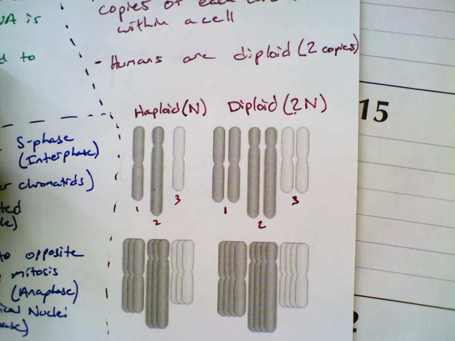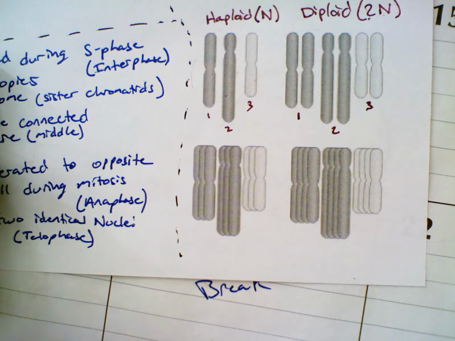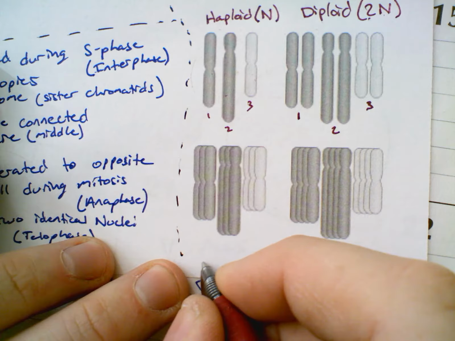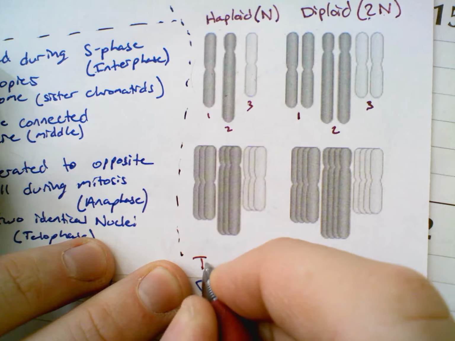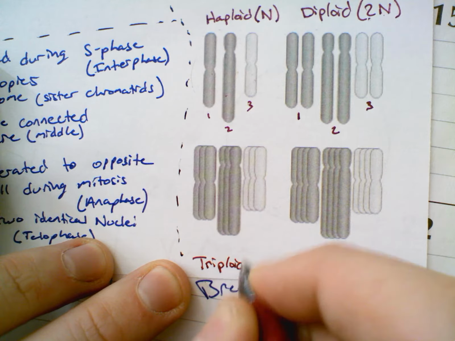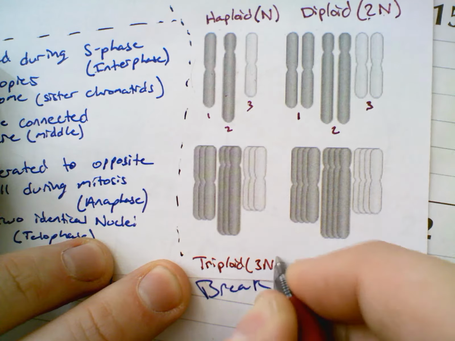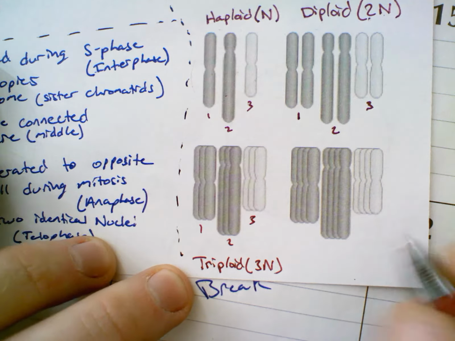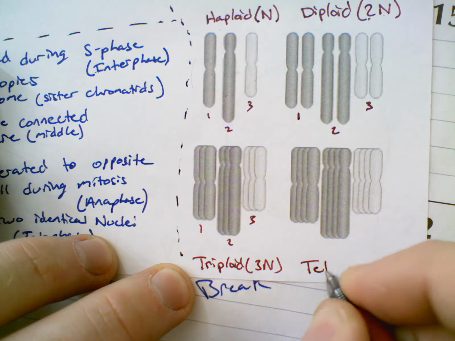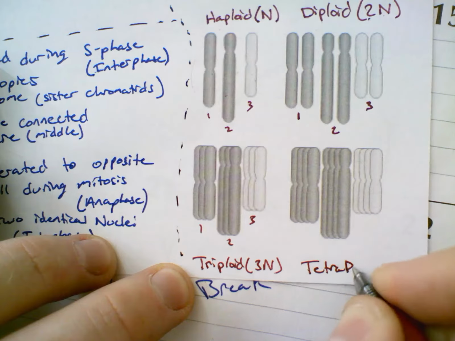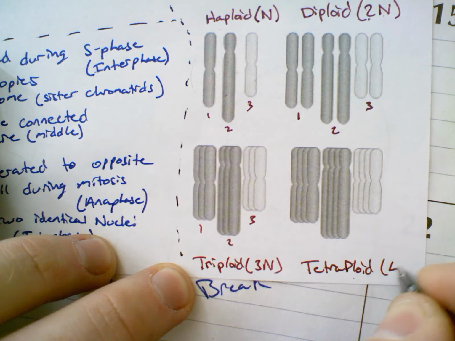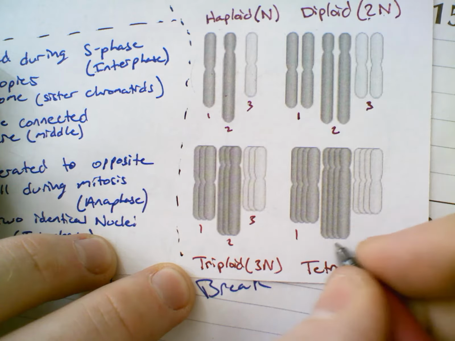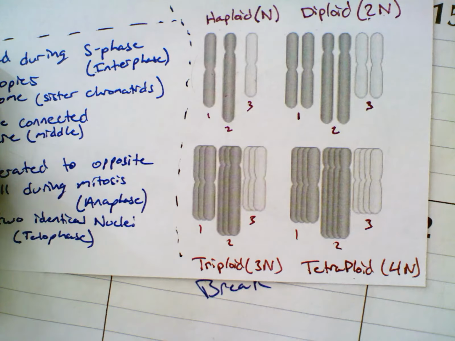And then it just turns into a cascade. You can do however many you want. If you have 3 copies of each one, then we would say that it's triploid. This would be 3N. And if you have 4 copies, it's a tetraploid. That would be 4N. And you could just keep going. I don't know what it is for 5, but you would just keep on going.